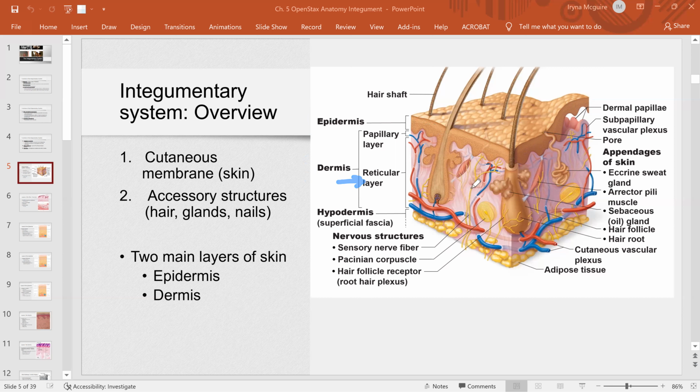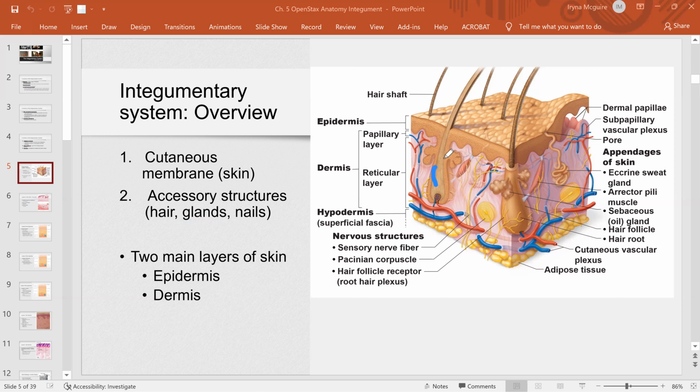Also, if you look at the accessory structures here, you can see glands. So here are your oil glands. Here, right there, or right there, sebaceous, it's oil glands, and here's your sweat gland, and this is your hair. That is also an accessory structure.